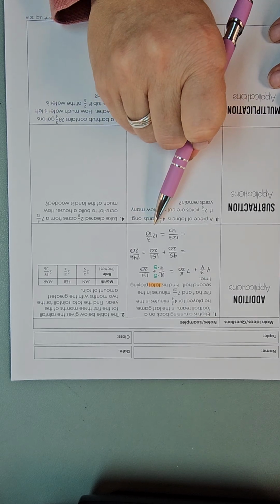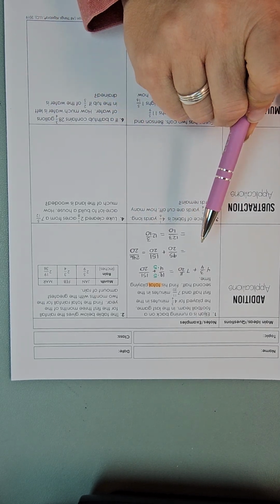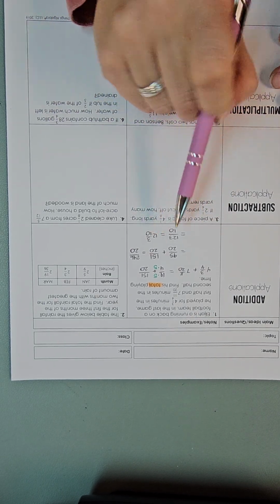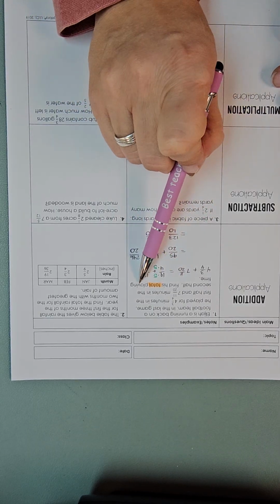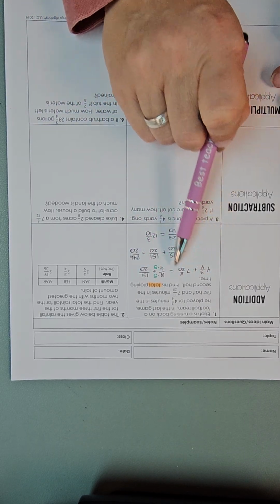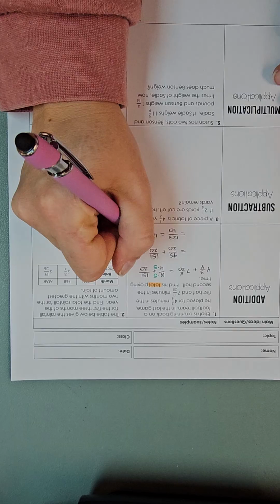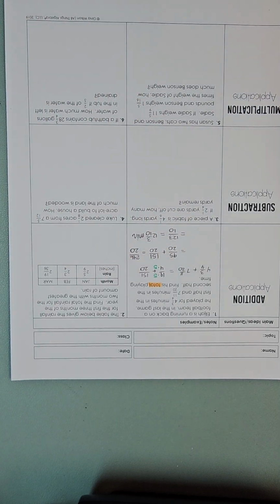Now be careful, you're not done here. This is a word problem. You should have a word in your answer. We're finding the total playing time, so our answer will be 12 3/10 minutes. Okay?